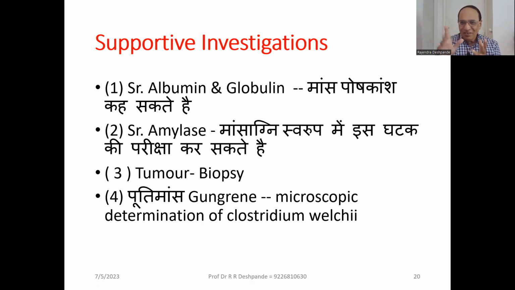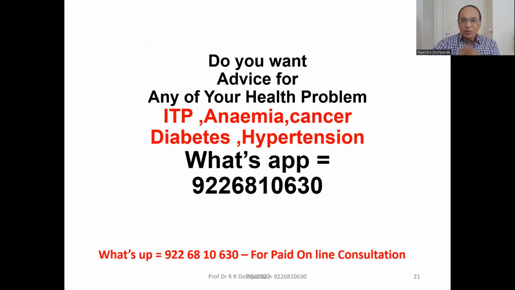Saptadhatvagni, and three Malagni. So in total there may be 13 types of important Agnis. I am sorry, Panchabhautika Agni, Dhatvagni, and Jatharagni. So 7 Dhatvagnis, 5 Panchabhautika Agnis, and the Jatharagni. Total 13 Agnis. For a tumor in the muscle, doctors always advise a biopsy, so that you can differentiate a benign Arbuda or Granthi. You can differentiate Putimamsa, gangrene, and do microscopic determination of Clostridium welchii. So my dear friends, this is all about Mansavaha Srotas.